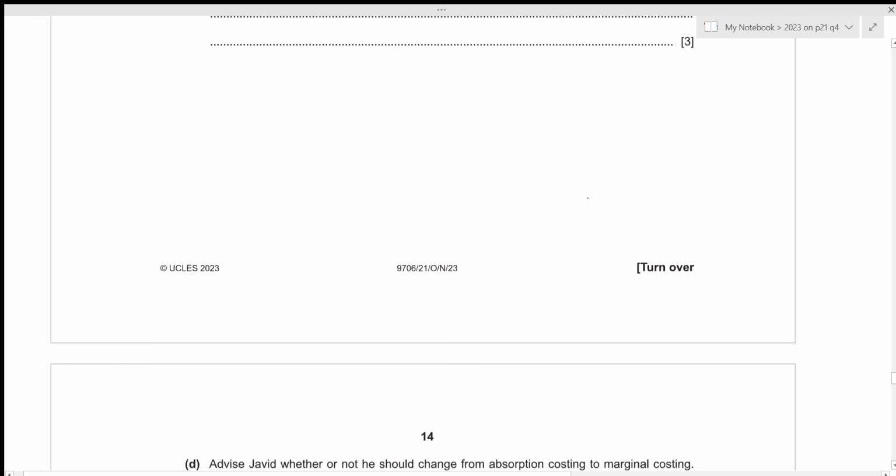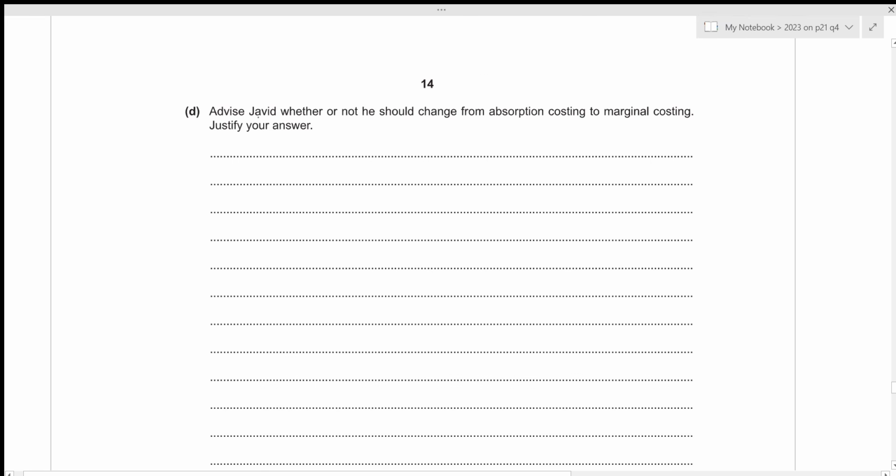Let's move towards the fourth one. We now need to advise Javed whether or not he should change from absorption costing to marginal costing. We need to justify our answer. So in this case, we just need to compare our advantages and disadvantages for absorption costing to that of marginal costing. The very first thing that we can write down will be the decision-making process. Remember that absorption costing can be used for long-term decision-making, whereas marginal costing can be used for short-term decision-making.